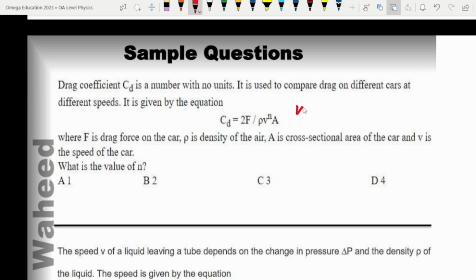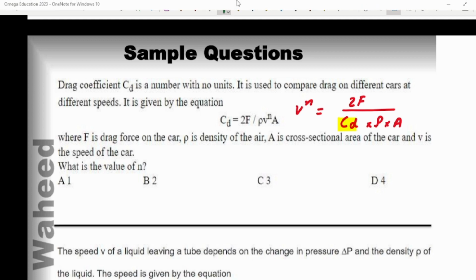So Vn, if you rearrange it for Vn, that would be 2F divided by CD times rho times capital A. Okay, and then you can skip CD from here because it has no unit. You can forget about this one. Let me just highlight this thing. We'll not be using it for the calculations.